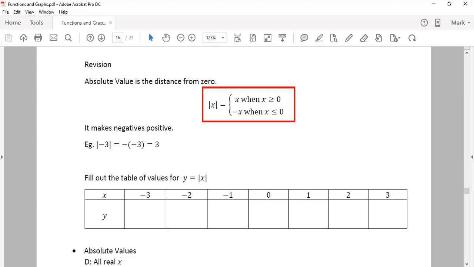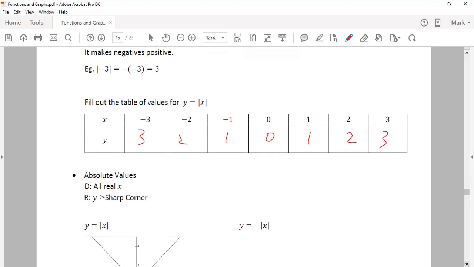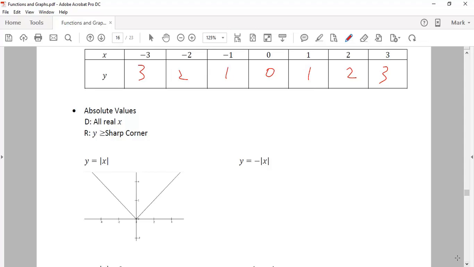Alright, so our next graph is absolute values. If you remember absolute values in numbers, it just pretty much makes whatever positive. So the absolute value of -3, we know is just 3. The absolute value of -2, you know is 2. You can see how all the negative numbers just become positive. So the most basic one is y equals absolute value of x, and you see from the table values, it's going to go like a V.